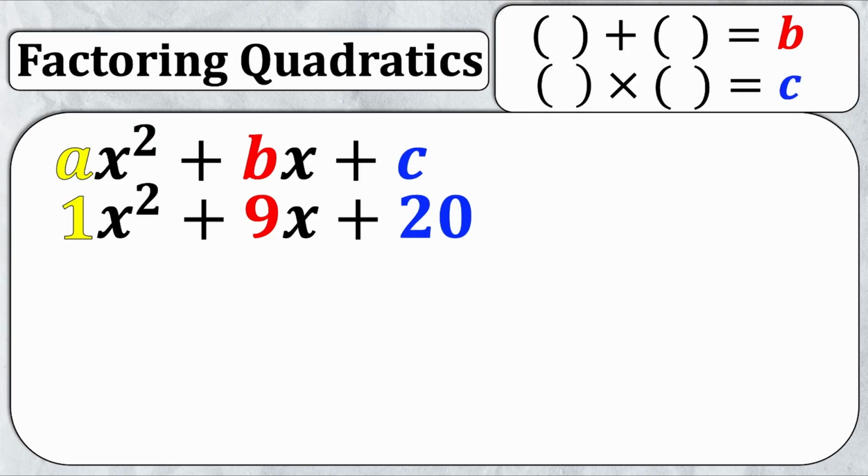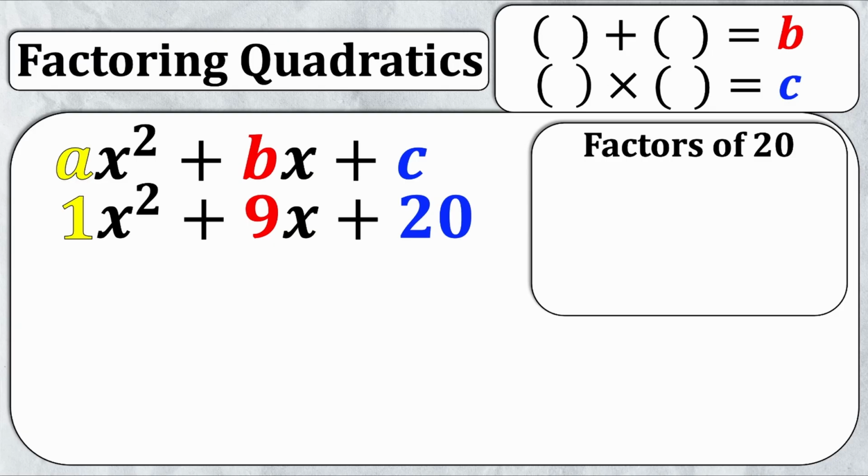So I'm looking for two numbers, the same two numbers that multiply to give me 20 and they add to give me 9. So the easiest way to do this is to take the factors of the c value. In this case, it's 20. Now for these factors, we might as well start with 1 and 20. Now 1 and 20 multiply to 20, but they don't add to 9, so this can't be right.